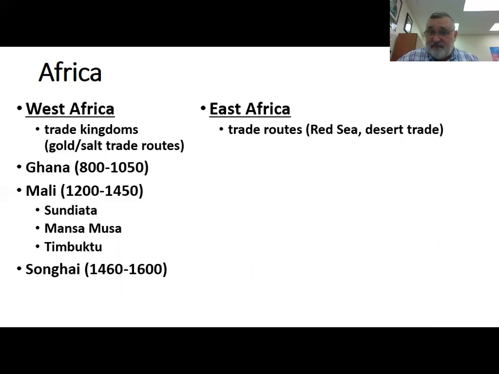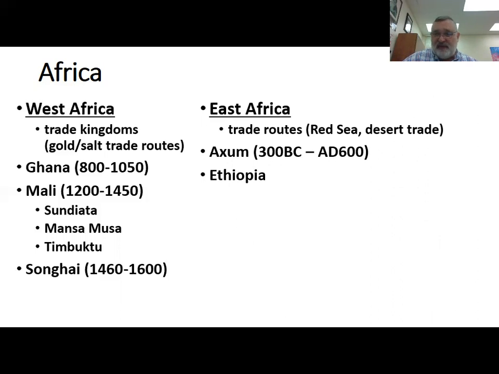In East Africa, there's trade routes that basically are connected with the desert and the Red Sea. The Kingdom of Aksum, and then later the Kingdom of Ethiopia controlled that Horn of Africa and Red Sea trade, and did a lot of trade with Arabia.